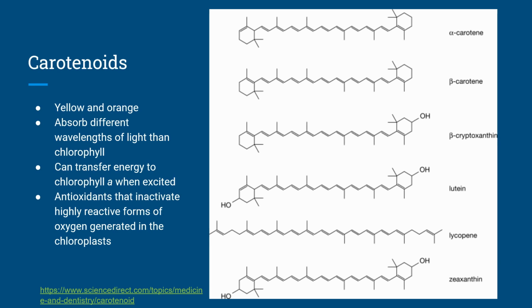Excited carotenoids can transfer their energy to chlorophyll A. You can think of carotenoids as little mini gears attached to big gears of chlorophyll A that help it move along slightly as an extra power source. Carotenoids also are antioxidants, which inhibit oxidation or the loss of electrons. So carotenoids inactivate highly reactive forms of oxygen generated in the chloroplasts from photosynthesis.